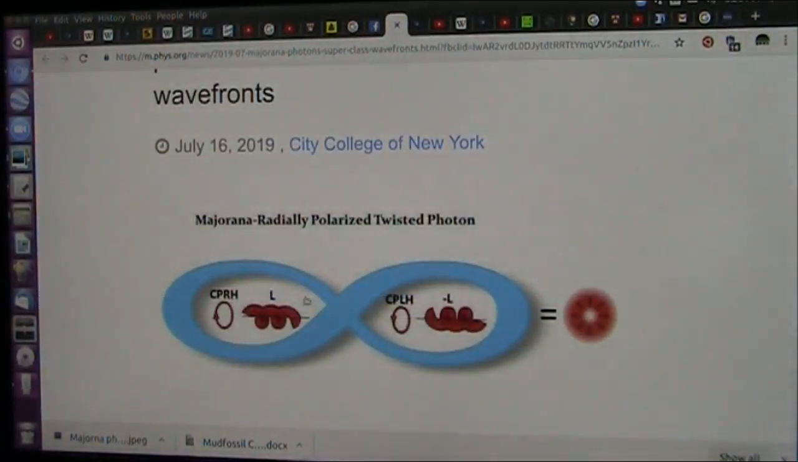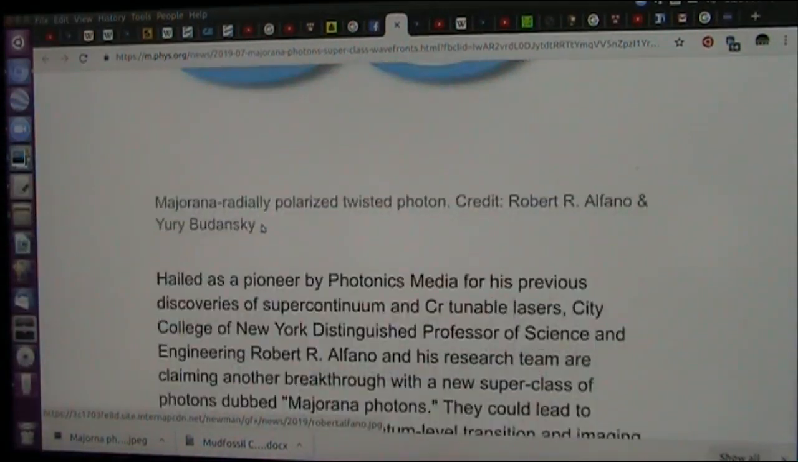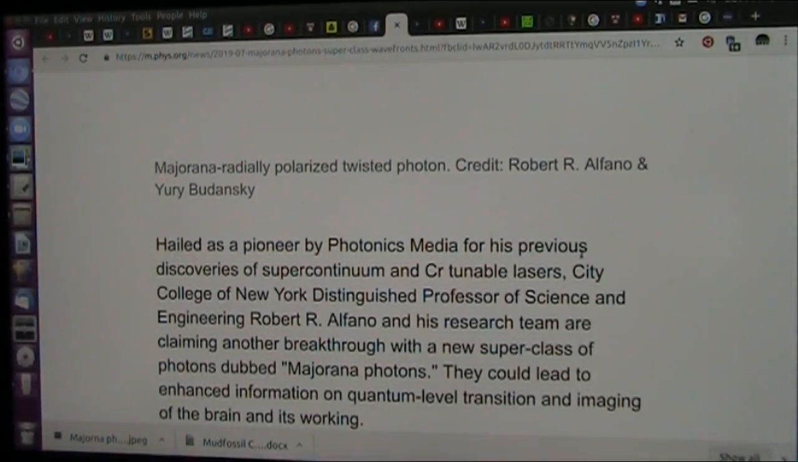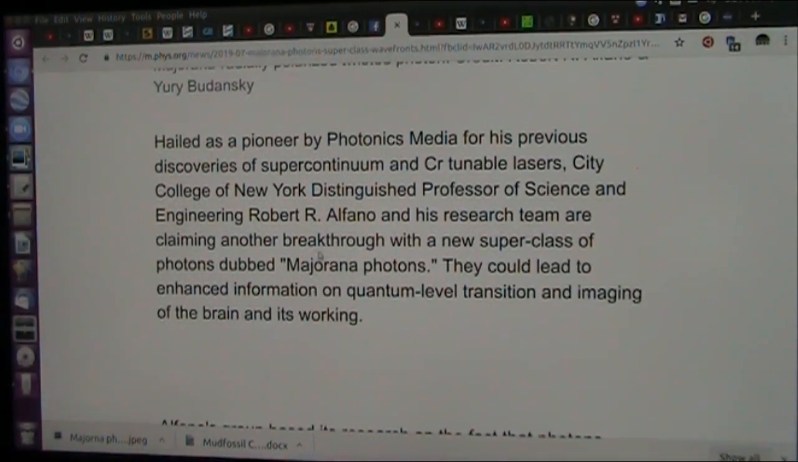deal. Okay, now, this was today or yesterday, I guess, City College of New York. Now, they say that these twisted photons, hailed as a pioneer by Photonics Media for its previous discovery, supercontinuum and Cr tunable lasers, City College New York director, distinguished professor of science and engineering Robert R. Alfano. I'm going to contact him. Nobody's ever contacted me back, but I'll try it again. And his research team are claiming another breakthrough with a new superclass of photons dubbed Majorana photons. They could lead to enhanced information on quantum level transition and imaging of the brain and its workings.